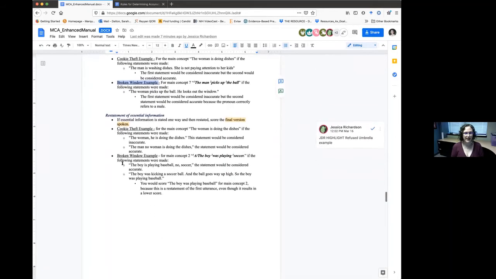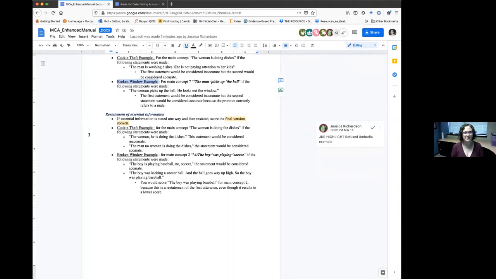All right, and then the last of our rules for accuracy is restatement of essential information. And this is also one that can be easily overlooked, but if essential information is stated one way and then is restated either in the same utterance or later in the discourse sample, you should only score the final version that is spoken. And that's even if the later utterance would receive a lower score, unfortunately.